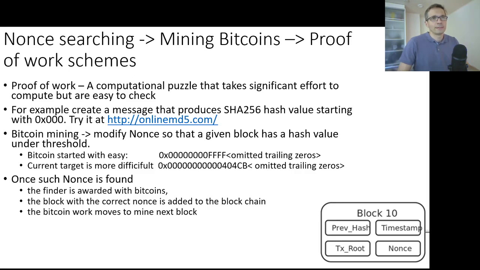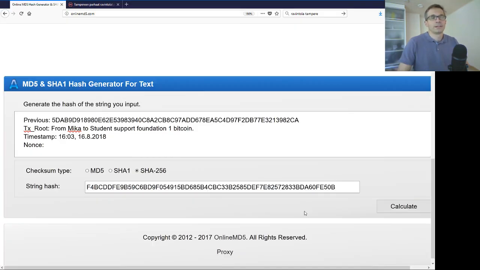Next, I will demonstrate the Bitcoin mining. Please look at block 10 in the figure. So we have the previous hash, we have the timestamp, we have the TX root, and we have the nonce. Okay, again, we are at onlinemd5.com.